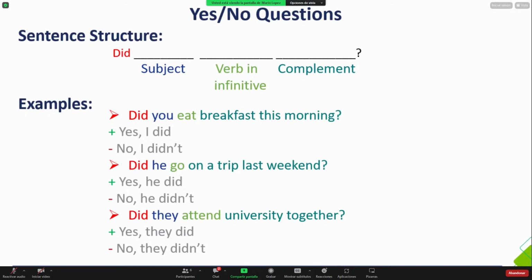Did he go on a trip last weekend? ¿Estuvo él de viaje o fue de viaje la semana pasada? Yes, he did.